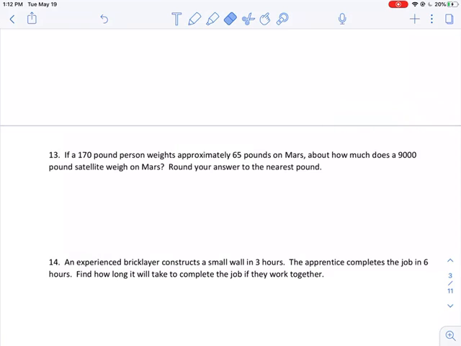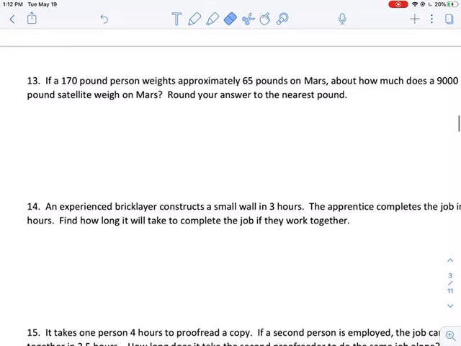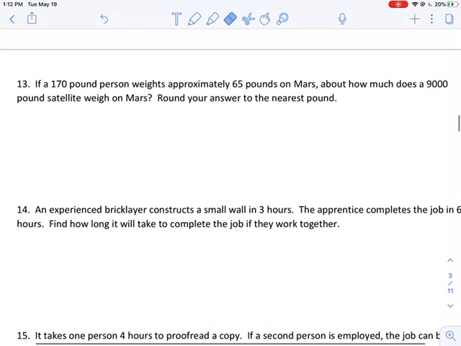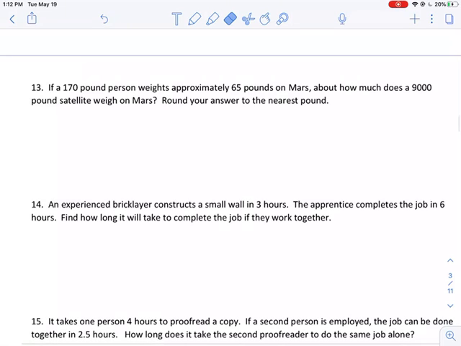So if we have, let me get this out of the way. If a 170-pound person weighs approximately 65 pounds on Mars, about how much does a 9,000-pound satellite weigh on Mars? This would be one of those problems where this is to that as something else is to something else. We would say A is to B, where a 170-pound person weighs approximately 65 pounds on Mars, so A is to B. About how much does a 9,000-pound satellite weigh on Mars?